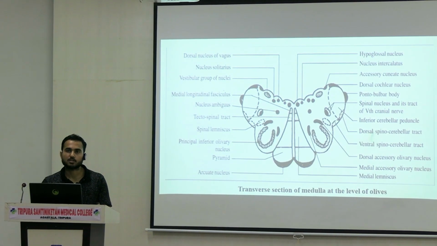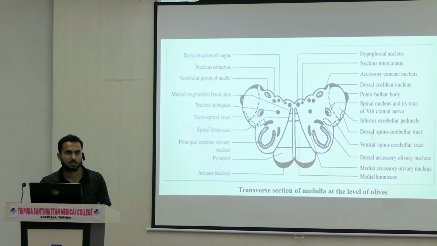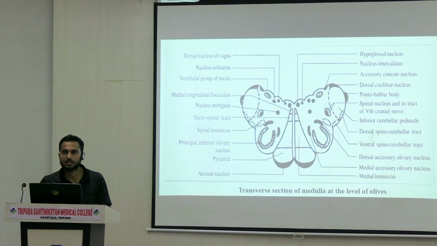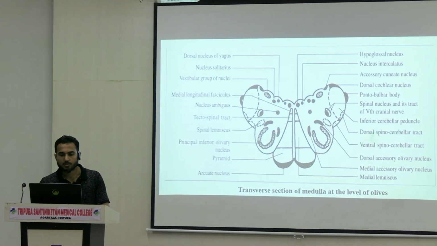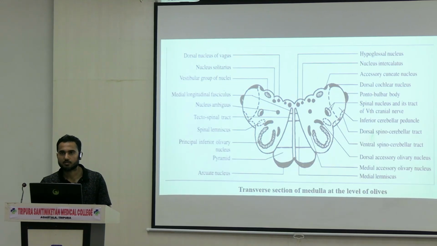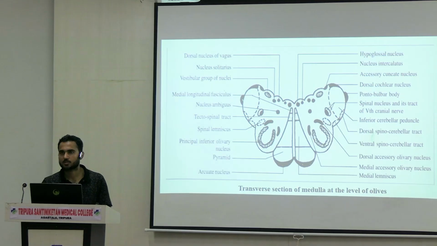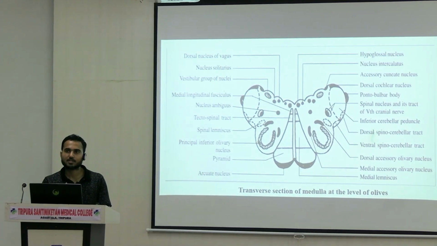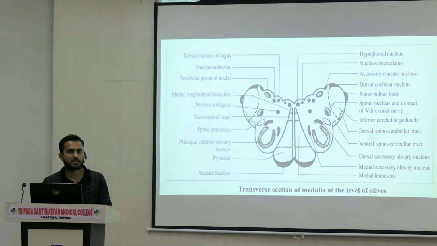Now the question is, it is such a big nuclear complex, so what is its function? It has a significant function; otherwise the nuclear complex would not be there unnecessarily. It receives afferent fibers from the cerebral cortex, the red nucleus, and the periaqueductal gray region of the midbrain. These are the areas from which it receives afferent fibers.